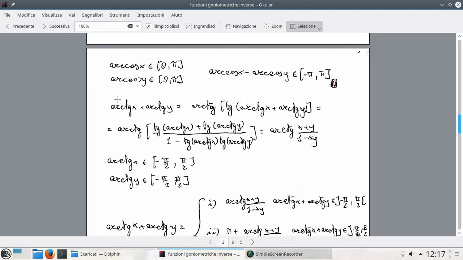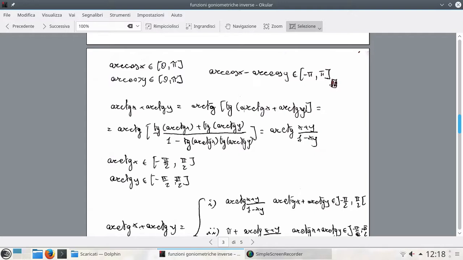Okay, we can consider now the addition formula for arctangent. We have the obvious relation, which is arctangent x plus arctangent y equals arctangent of tangent of arctangent x plus arctangent y.